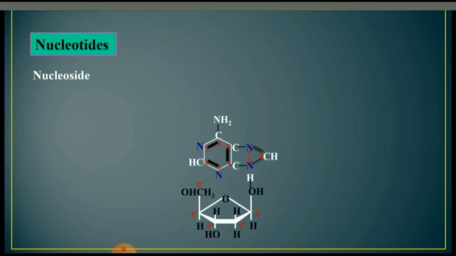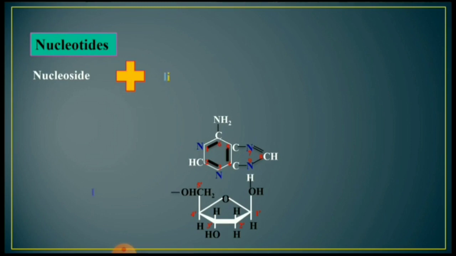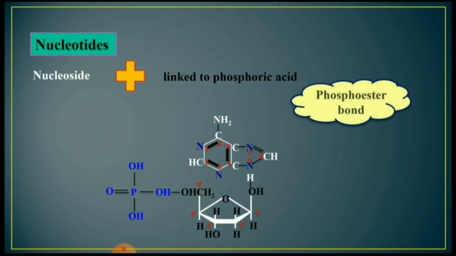Okay. So 4 nucleosides are formed, and these nucleosides combine with the phosphate group, linked to phosphoric acid, to form a nucleotide. You already know that between nitrogen base and pentose sugar, the bond is called an N-glycosidic bond. And between nucleoside and phosphoric acid, a bond formation takes place, and that bond we call a phosphoester bond.